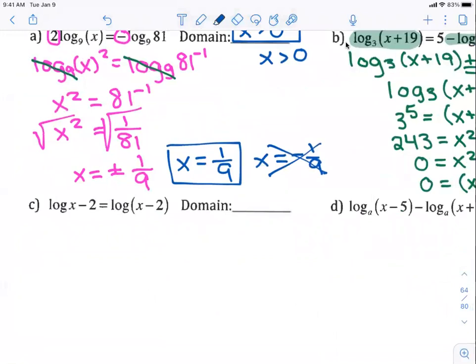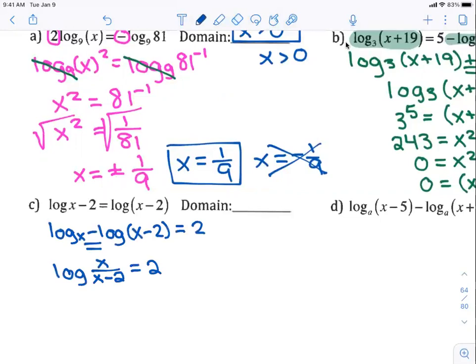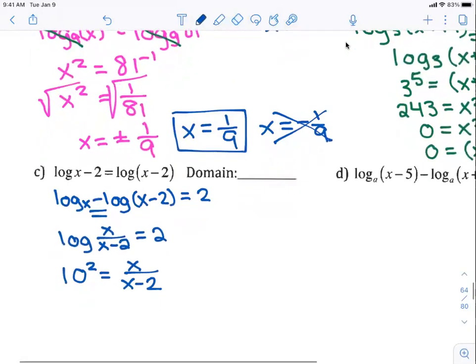All right, next one, same idea as the last one. You want to get all of your logs to one side. So I'm going to subtract log of x minus 2 because it's positive, and I also want to move over that negative 2, so I'm going to add it. Then I need to get it into 1 log. Since we're subtracting, that means I'm going to be dividing. So x divided by x minus 2 equals 2. I'm stuck in log form, so I'm going to convert. The base is 10. 10 to the second equals x over x minus 2.